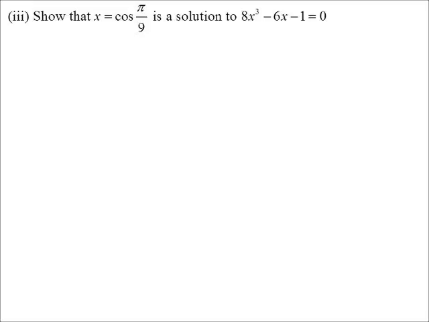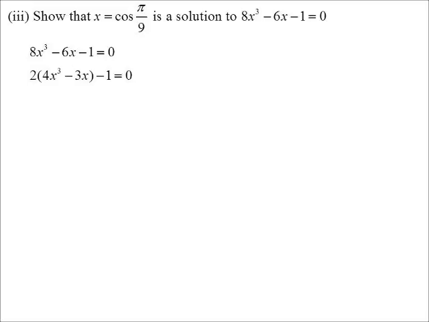Now, of course, a valid way of solving a show that question is to substitute it in and go, oh, look, it works. And that's certainly valid for show that. They're not asking me to prove it. They're just saying, hey, show it works. And of course, another way is to actually solve the equation. So let's do it that way. I'm going to just solve the equation and from that show that it works.